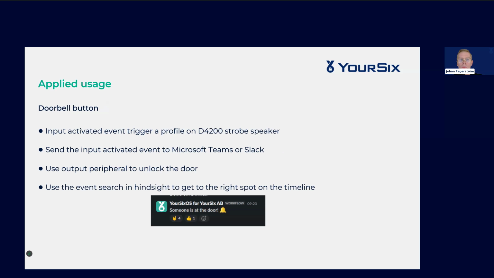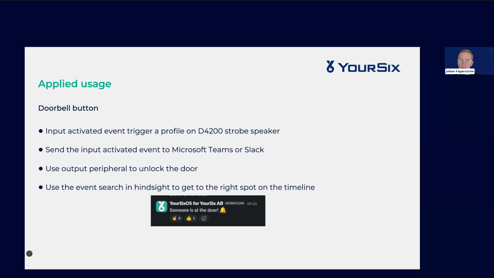So, doorbell buttons, another very simple yet efficient and effective use case. Can simply install a push button by a door. Use the input activated event to trigger a profile on the D4200 strobe speaker, and then send the input activated event to Microsoft Teams or Slack or any other system, and then use an output peripheral to unlock the door. And primarily here, the most important thing is actually use the event search in Hindsight to get to the exact right spot on the timeline when there was someone by the door.